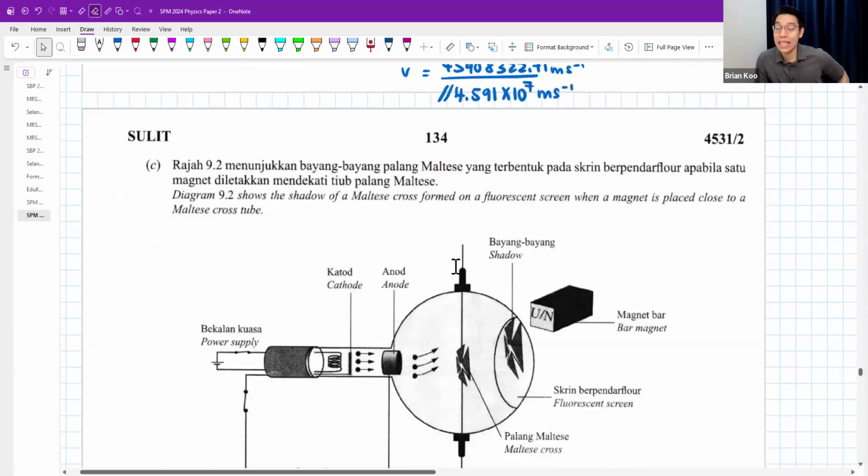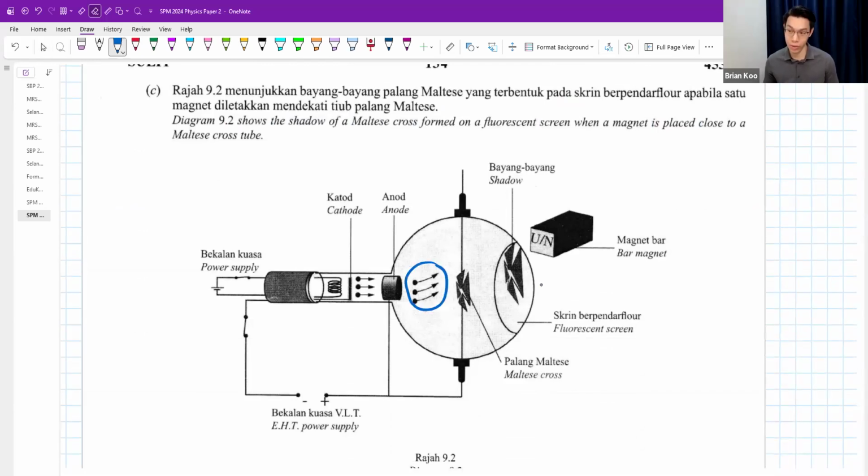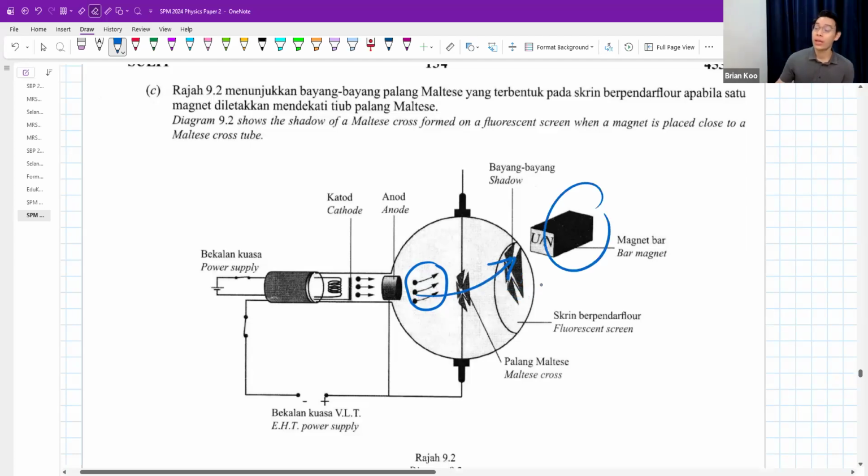Then part C. The diagram shows a shadow of a Maltese cross formed on a fluorescent screen when a magnet is placed close to a Maltese cross. So in this picture, you will notice that they show a deflection of the cathode ray because there is a magnet here. That's why the shadow never forms just straight. The shadow forms slightly higher because there is a deflection due to the bar magnet present there.